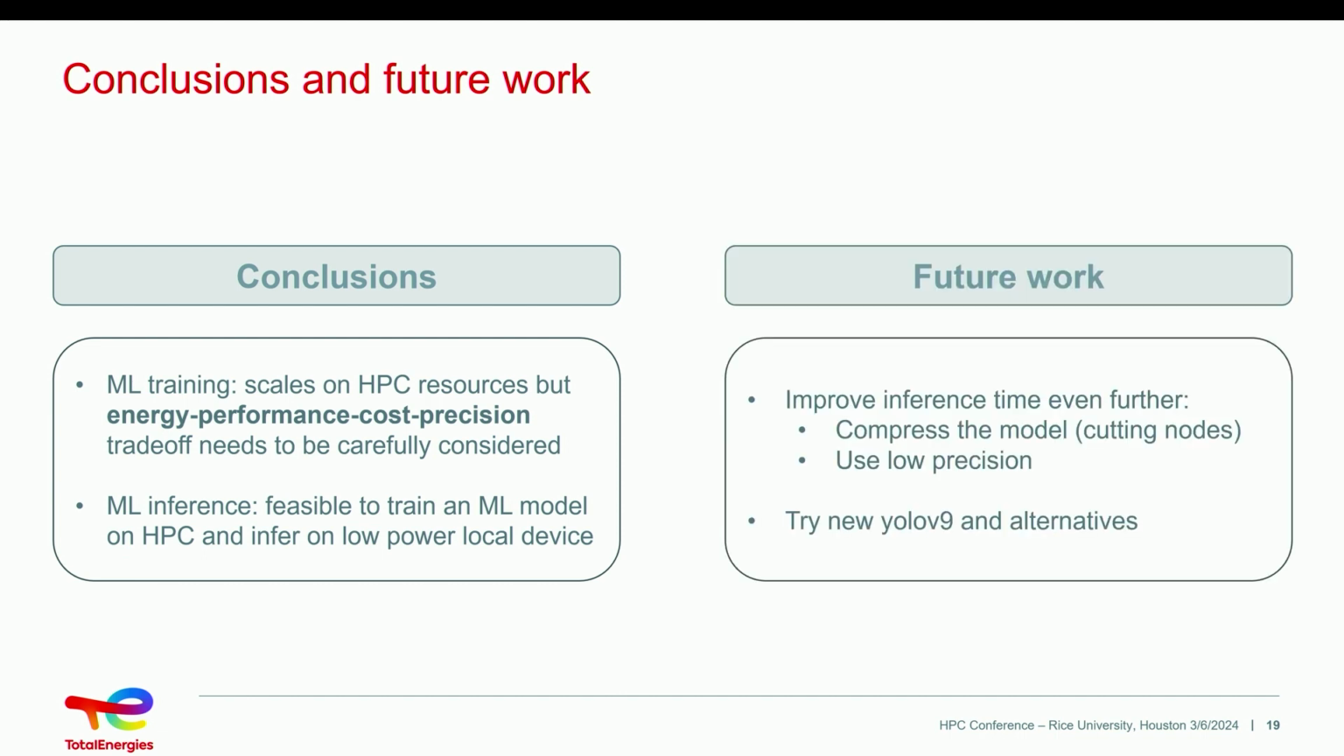About some future work, if you want to still improve your inference time without changing the device, because maybe you have a restricted access to devices, then you can try to compress the model, cutting some nodes. You can also try to use some low precision. That usually will make the inference faster, but you have to also check the accuracy.